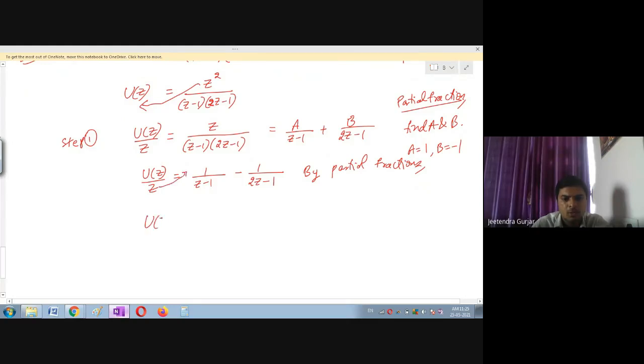So this is U of z is equal to z divided by z minus 1, minus z divided by 2z minus 1, students. Again, please remember here we have 2z, we don't have the formula for 2z, so just a little modification is required. Okay, so what I can do is modify this term, z divided by 2z minus 1. Only this term I will modify.